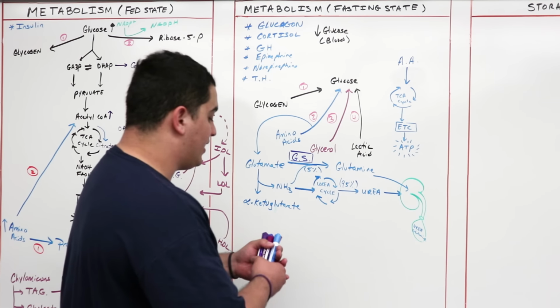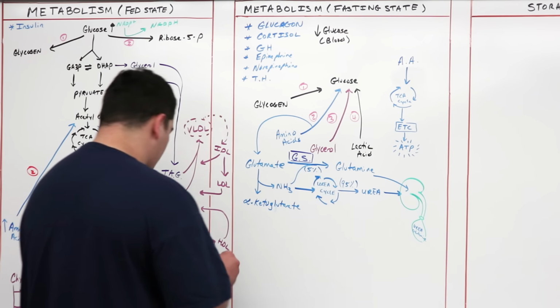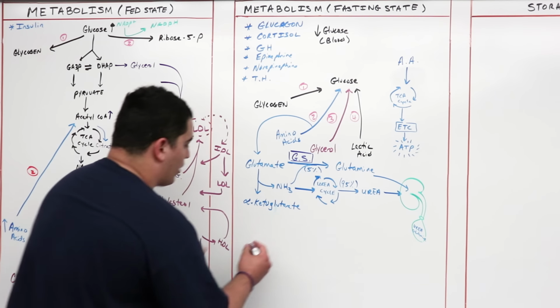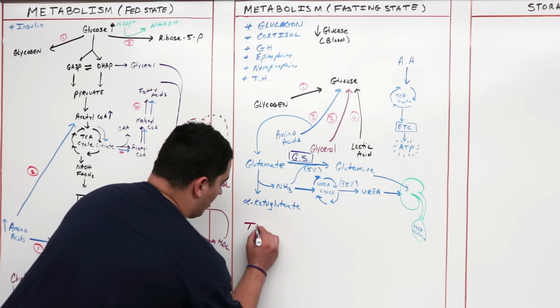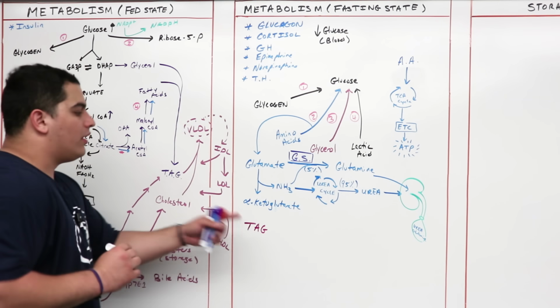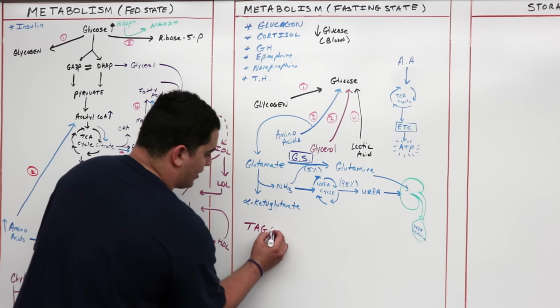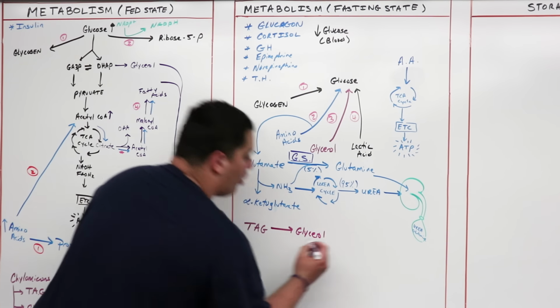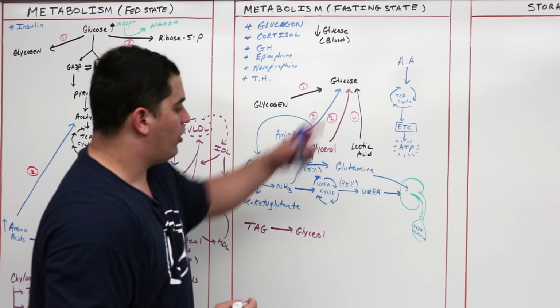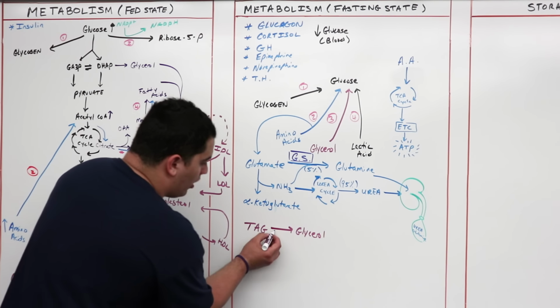Now, what about the fat? This is a really, really important one. So if we take the triglycerides, because our liver can actually have, it stores, we can have triglycerides. Okay, so let's say TAG. The liver can break down the triglycerides into two components. One is obviously called glycerol, and we know where that molecule went.